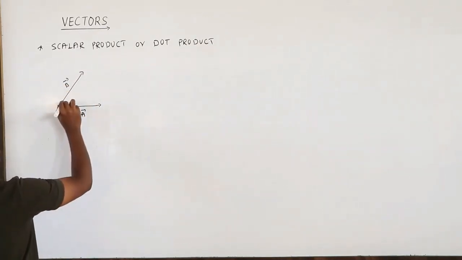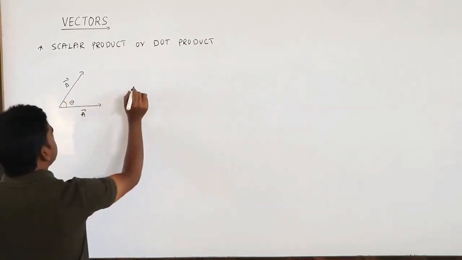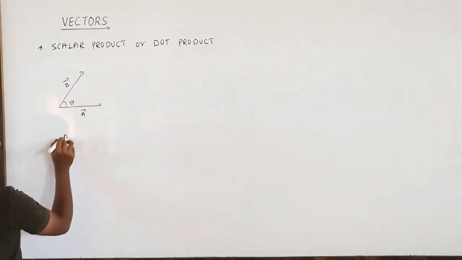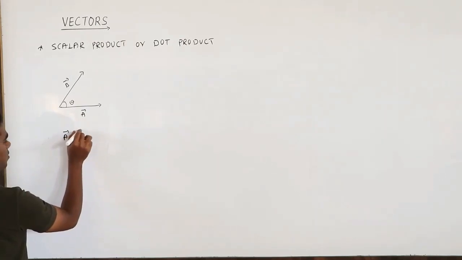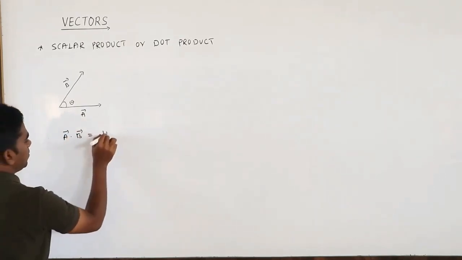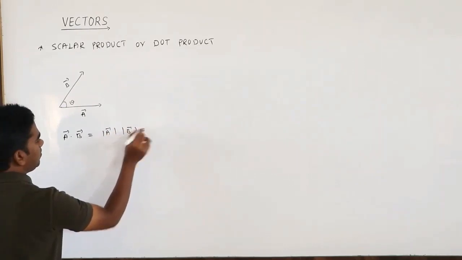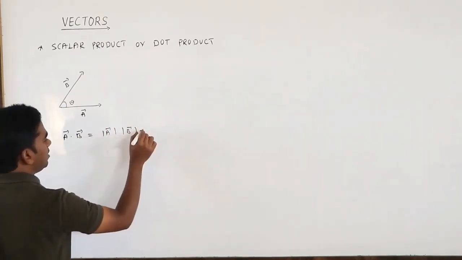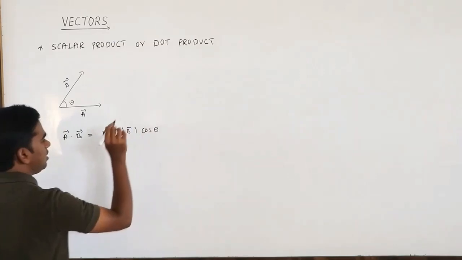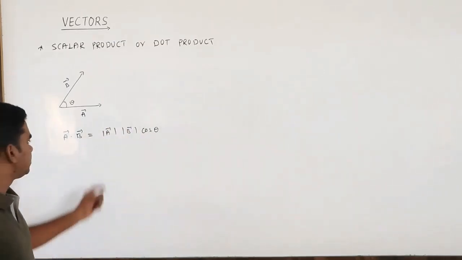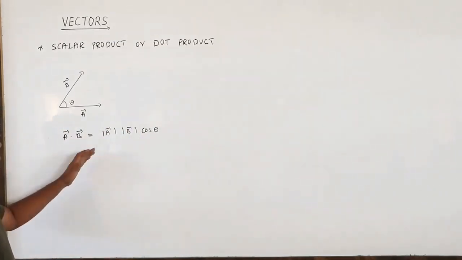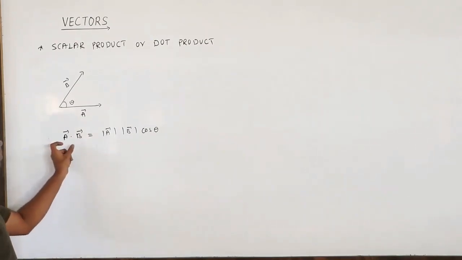Okay. So making an angle theta. Then how can we write the dot product? Vector A dot vector B equals the magnitude of vector A, times the magnitude of vector B, times cos of the angle between them, cos of theta. Okay. So this will give you your dot product.